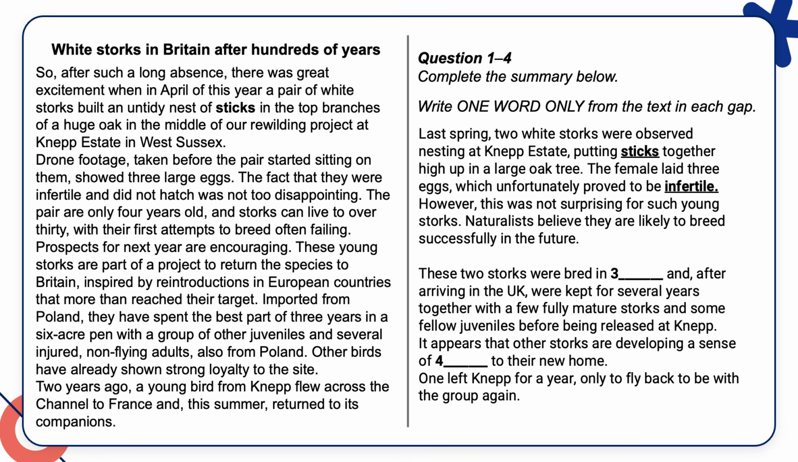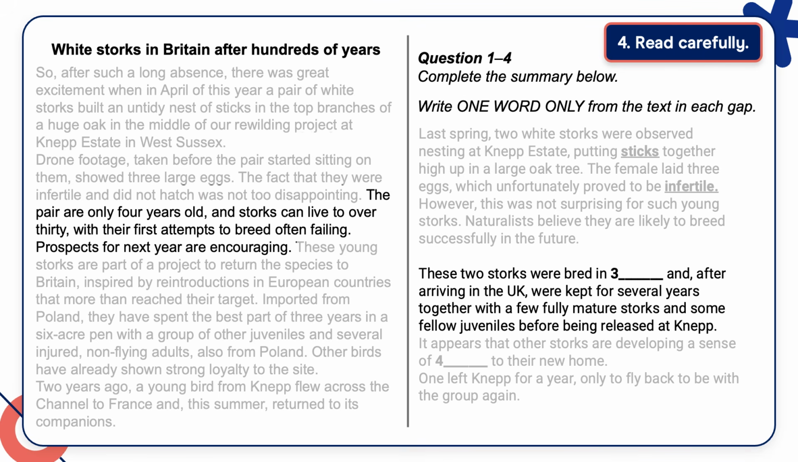And that's the second question complete. Great job so far. How are you going? Are you finding it tricky to look for synonyms and paraphrase versions of those keywords? Let's keep practicing. Let's read the next part of the summary to look for any keywords that appear in number 3. We're looking for 2 storks, bred, UK, several years, mature, and juveniles.